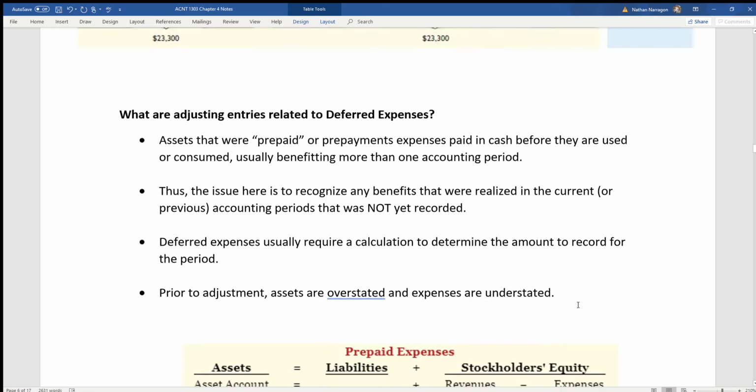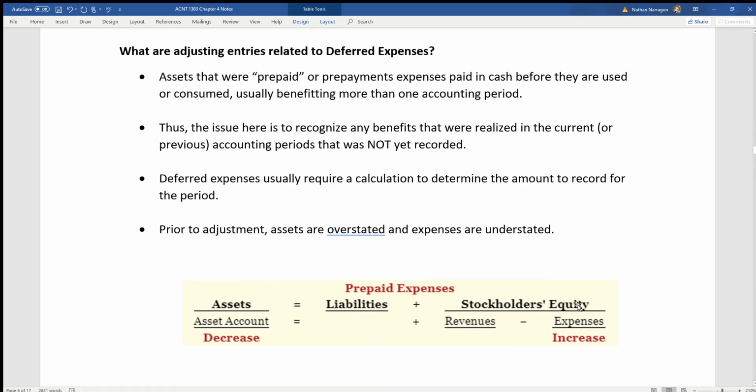So the first one of the group of four was deferred expenses. And again, these were assets that were basically prepaids. So they're going to benefit more than one accounting period. And the issue usually is to recognize any benefits that were realized in the current or previous accounting periods that were not yet recorded. Okay. Again, we haven't recorded the amount that we have used. And it usually requires a calculation. We're going to go over it as we can.